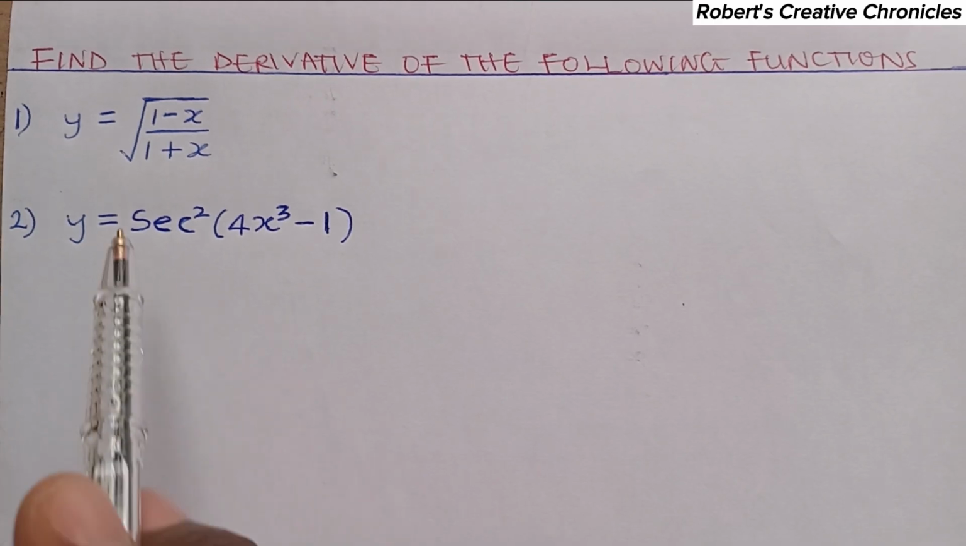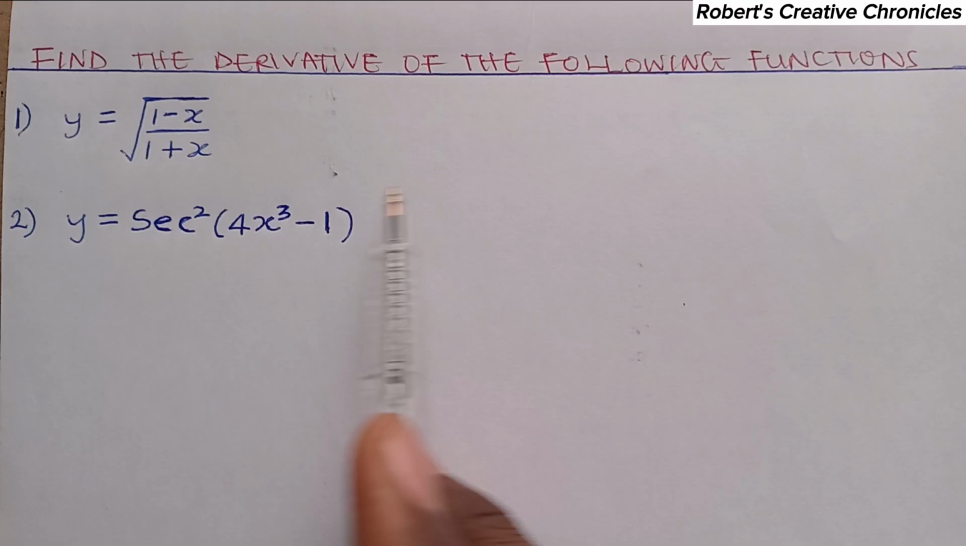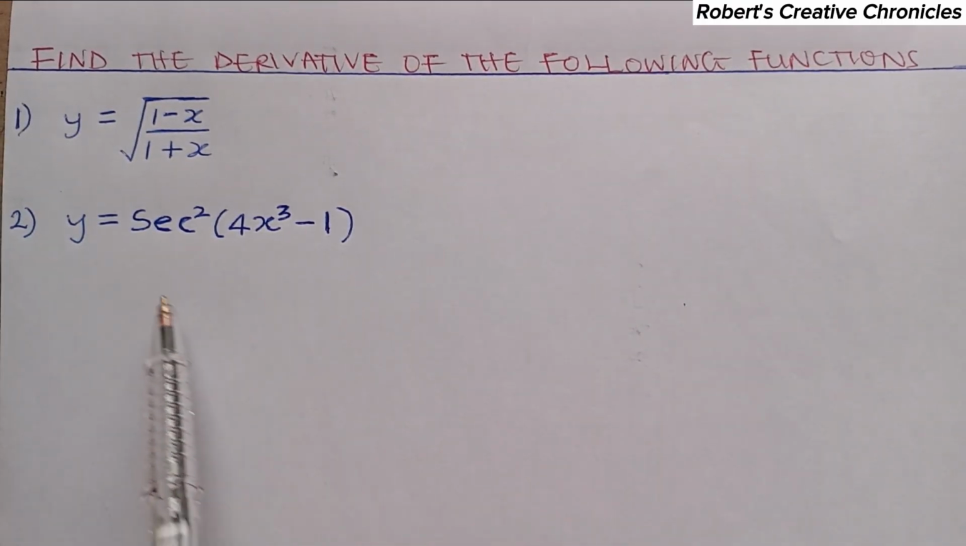So today we'll be solving this question, which states: find the derivative of the following functions, this and this. So, solution.